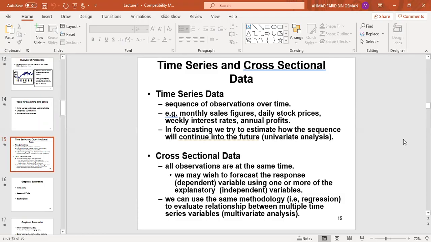And then another type of data we call cross-sectional data. This one we normally use for econometric data, econometric models.